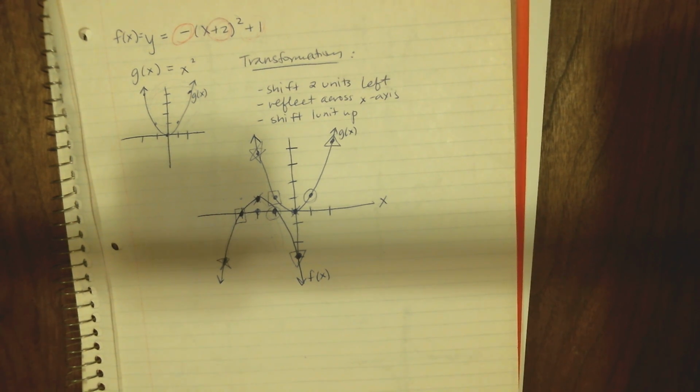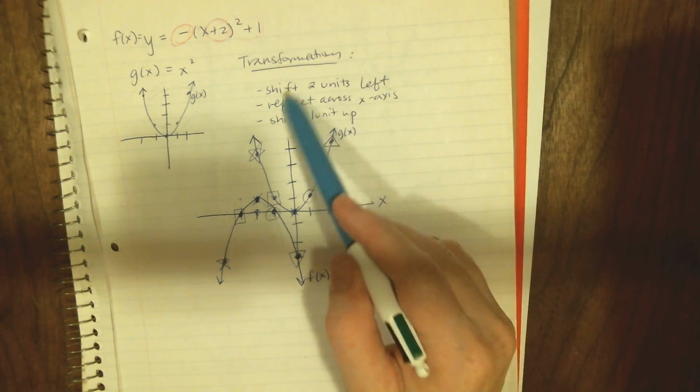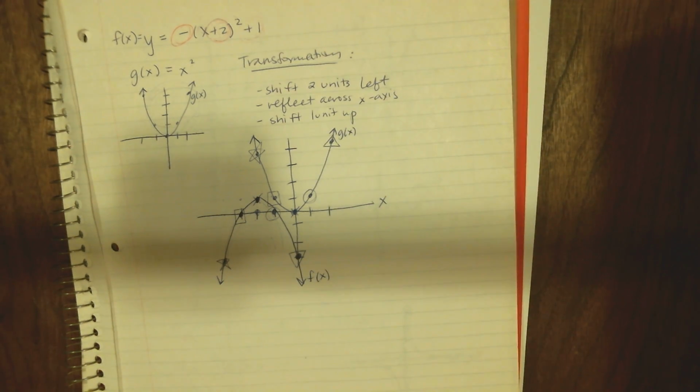So again, I'm not plugging in a table of values. I'm using my parent function as a set of instructions, and I'm using the transformations that I can pull from the equation to make changes to those instructions to graph the correct graph. And that's it.